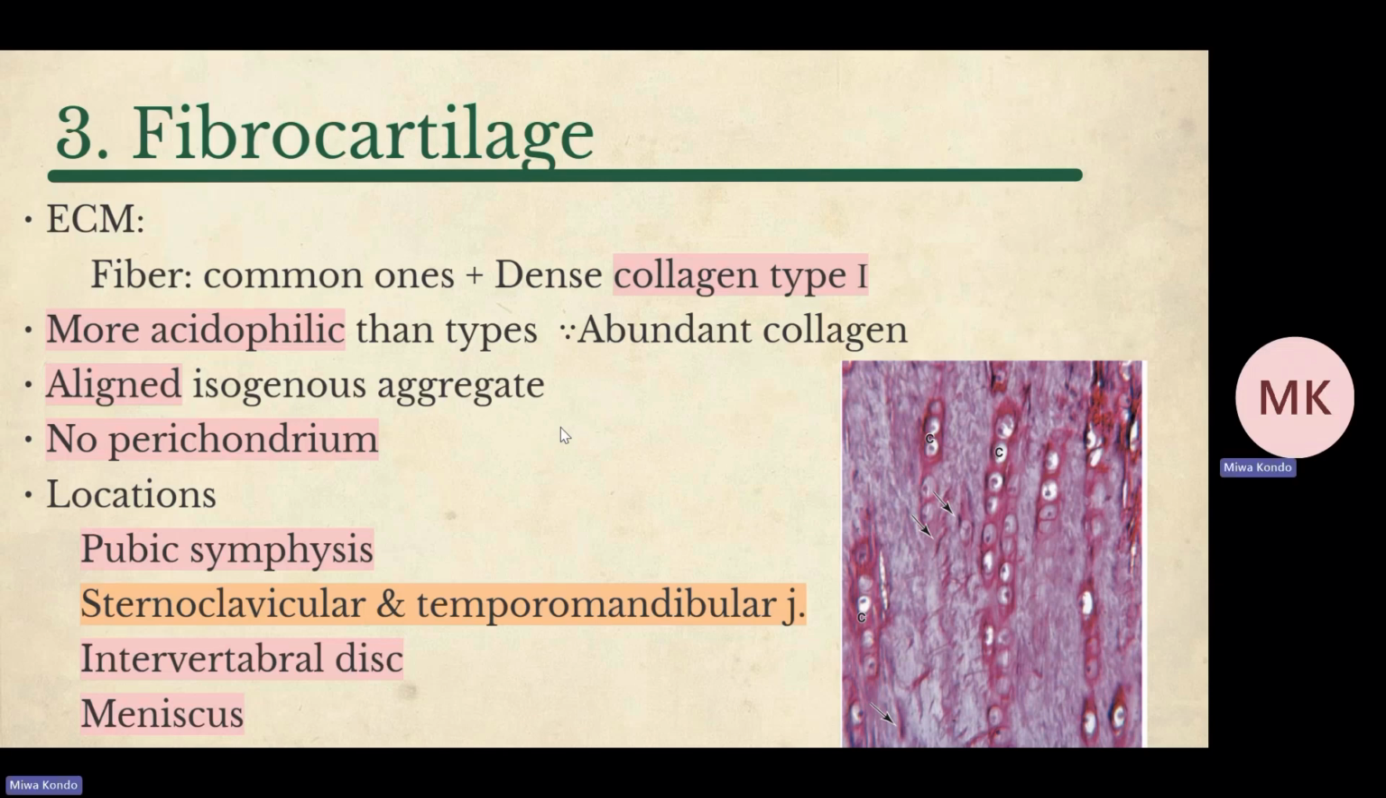Finally, fibrocartilage. In fibrocartilage, the ECM contains dense type 1 collagen fibers, making it more acidophilic. The isogenous aggregates are aligned, and fibrocartilage does not have a perichondrium. Where do we find fibrocartilage? Examples include the pubic symphysis, articular discs in the sternoclavicular and temporomandibular joints, and the menisci.